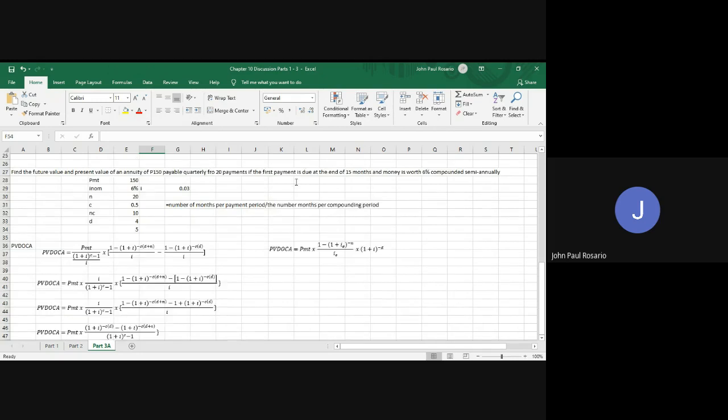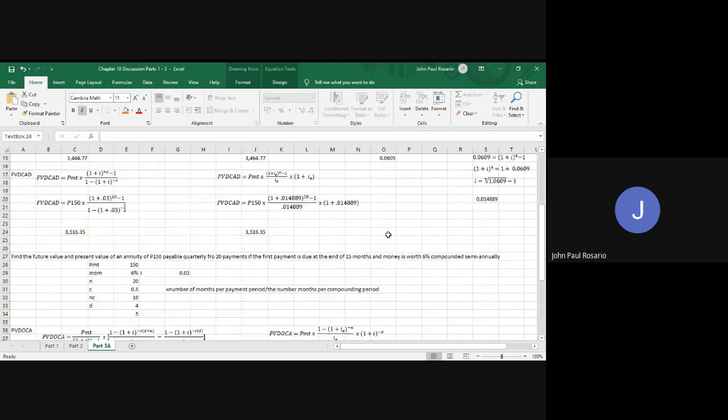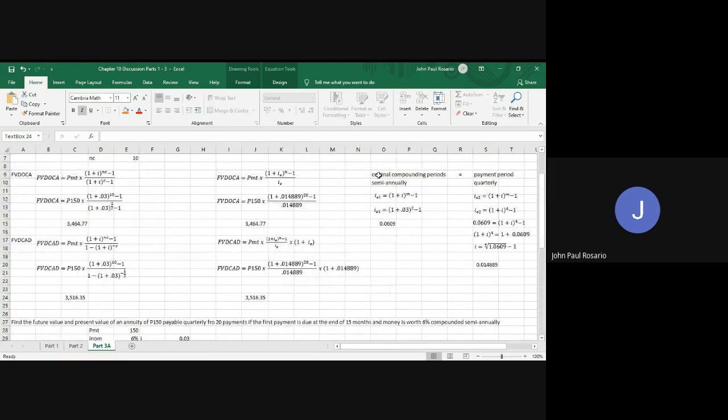Now, if you would use my formula, hopefully you would still get the same answer. So, let's use this. Okay, so our payment is 150. Mind you, our IE is already solved on the top, which is this one. Let me just copy this on the lower part.